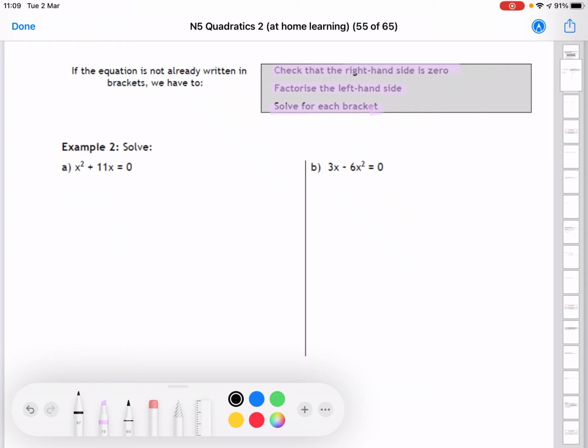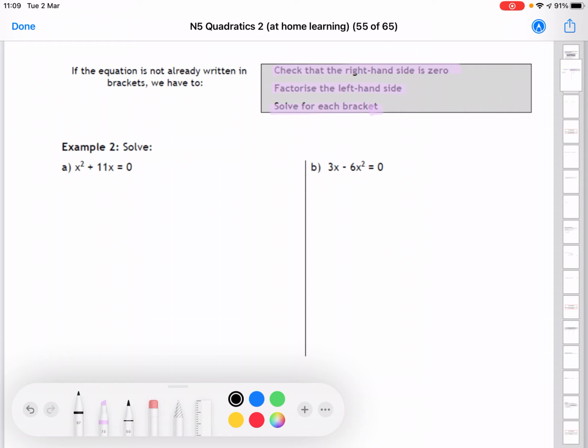Whatever's in the bracket, you then look and see if that is a difference of two squares. So do we have two square terms with a subtract in between? If you do, then you would solve that. If you don't, you check to see if you have a trinomial. A trinomial is your squared term and then a letter term and then a number term.